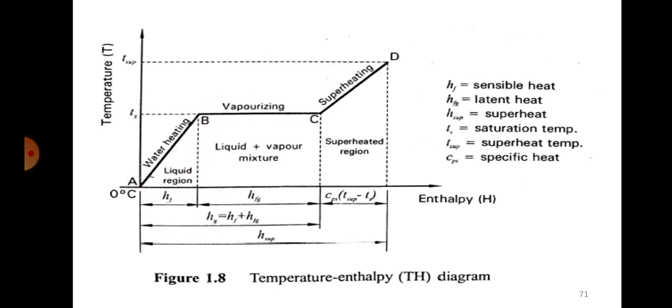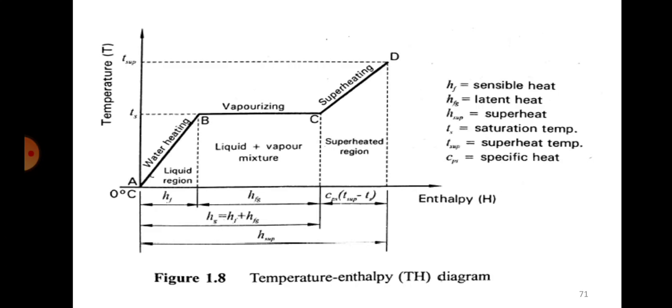Sensible heat, in simple terms, is the amount of heat that you supply for the water to heat from 0 degree Celsius to its saturation temperature, right? So much heat has been supplied for the water to go from 0 degree to its saturation temperature, and that much heat is called sensible heat and denoted by hf.